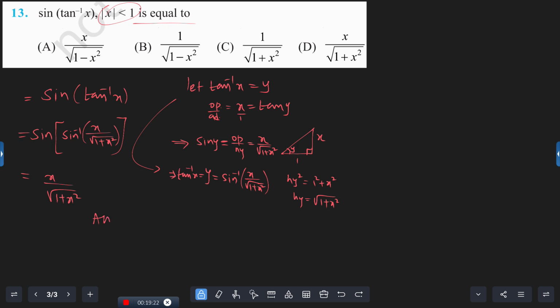What is the option? Option D. Okay, option D, that's it. They just asked to simplify. Okay, we have done. So just see how we are doing this. Without using a triangle also we can go. Identities we can use. With the help of this also you can go. That is our wish. Whichever you like, you go. That's not an issue.